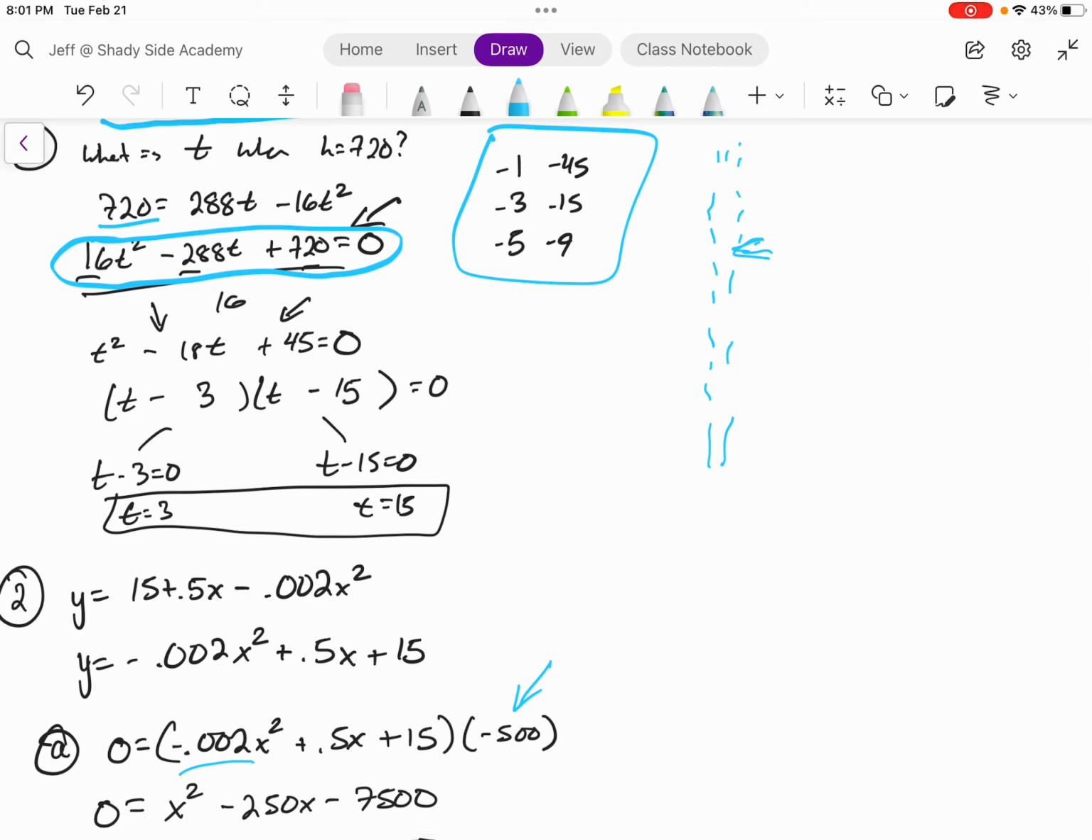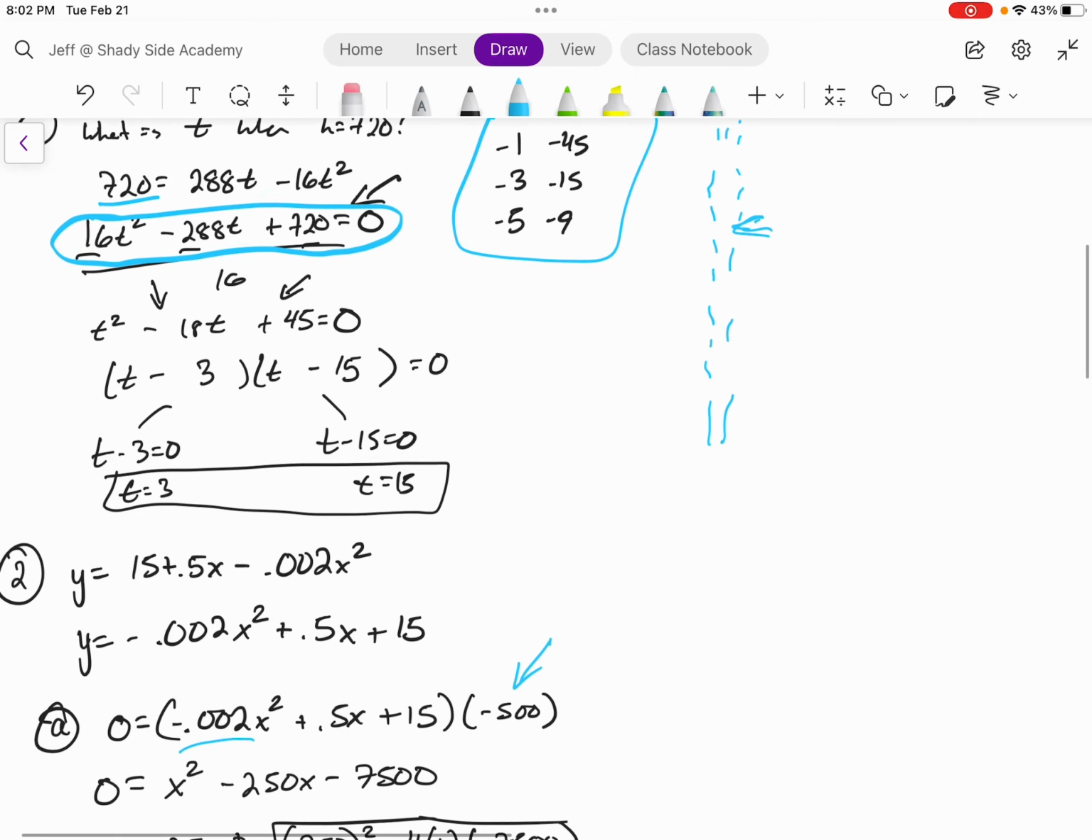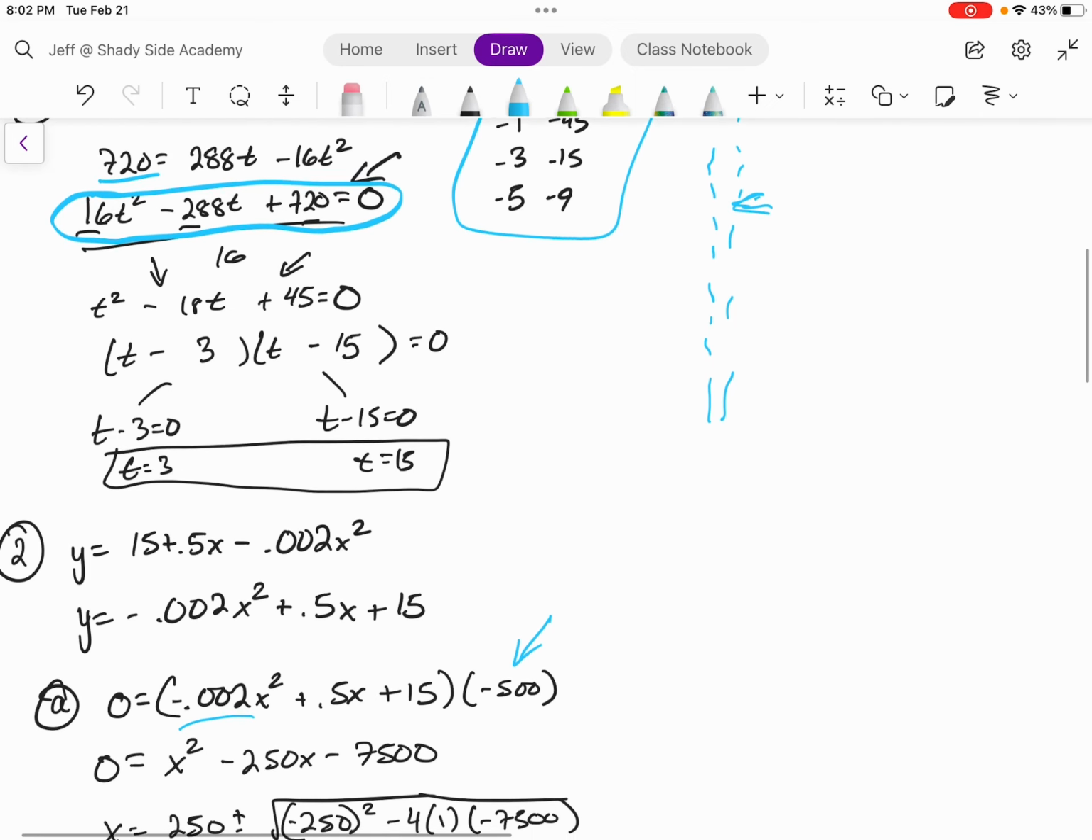x squared minus 250x minus 7500. Okay. And now this thing we could again try to factor, complete the square, or use the quadratic formula. I don't actually think it factors, so I use the quadratic formula, and you would have a calculator on your assessment if it looked like this.